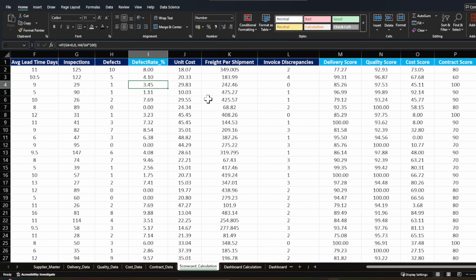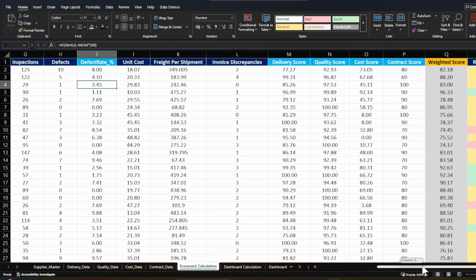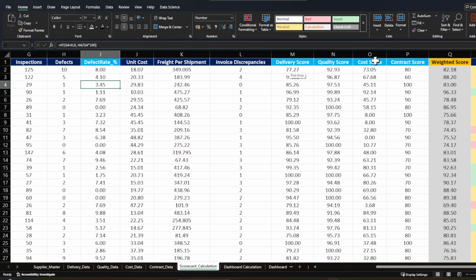Now there are again some data points which we are fetching from the earlier sheets, like unit cost, freight per shipment, and invoice discrepancies. Then the key component of this sheet comes into play, which is delivery score, quality score, cost score, and contract score. So let us check what exactly these 4 things are.